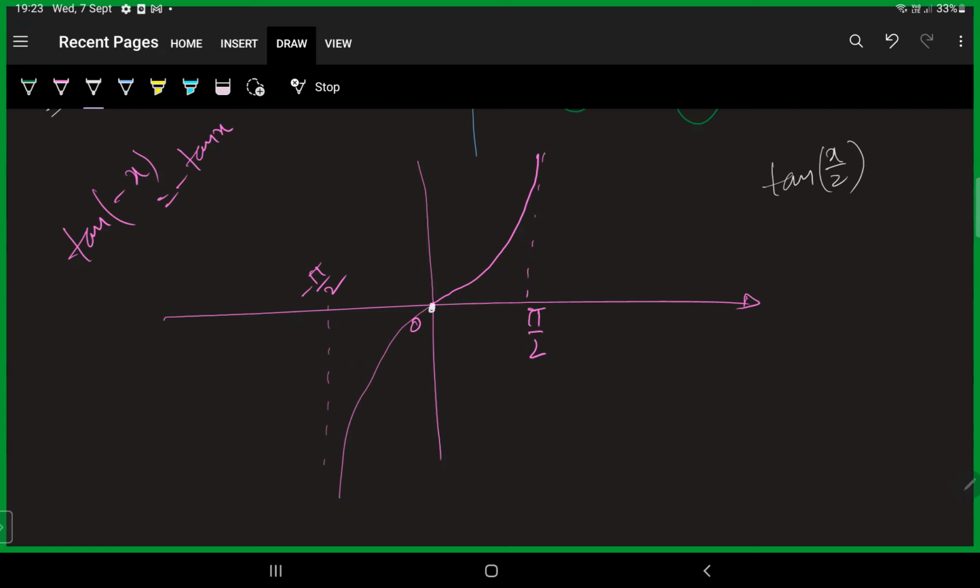Put x is equal to pi by 2, right? Put pi by 2. What are you getting? tan 45, right? tan 45 is how much? 1. It was 1 here, right, at pi by 4. At pi by 4 it was 1. But right now when you are putting pi by 2, the value is 1, right? So at pi by 2 you are getting 1 for this curve, tan x by 2. That pink color curve is your tan x.